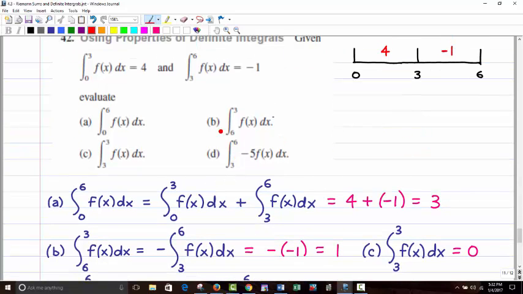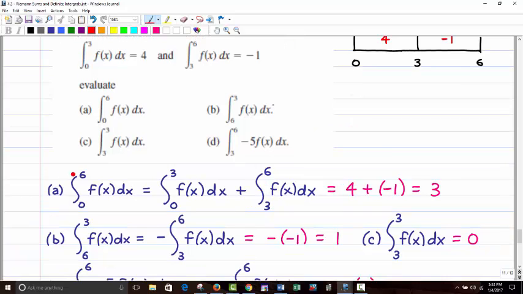Now, 6 on bottom, 3 on top. All right, we'll use that negative rule. If it's 6 on bottom and 3 on top, I can reverse the 3 and the 6, but that creates a negative sign. So by definition, 3 to 6 is negative 1. So with a negative in front, negative of negative 1 would be 1.